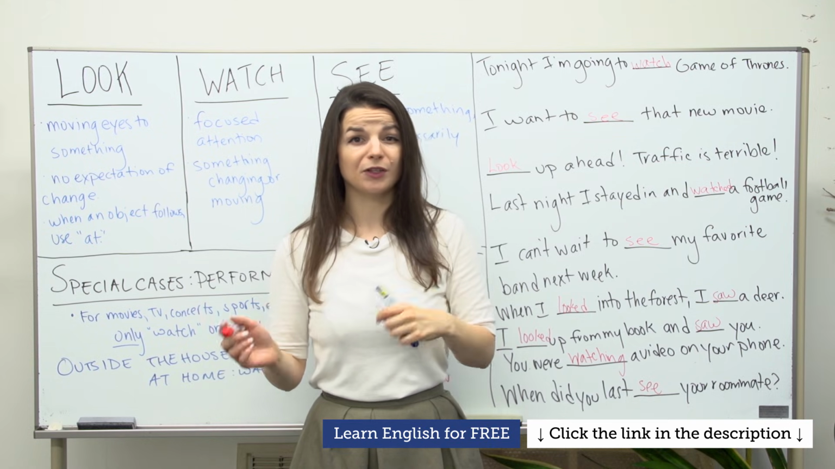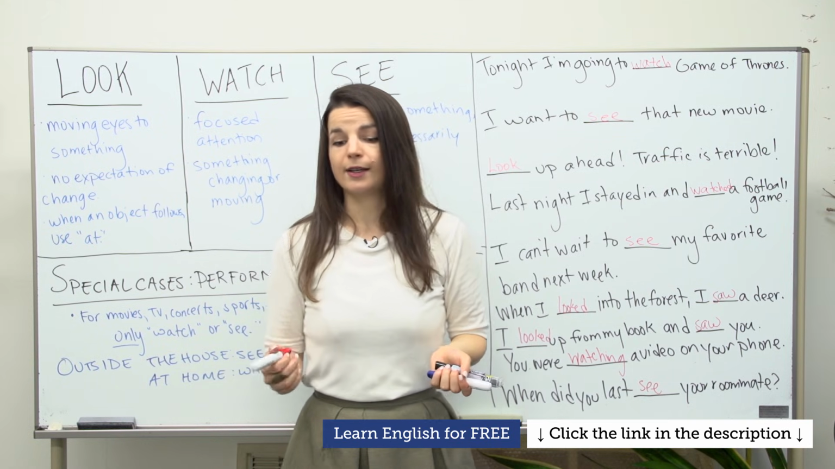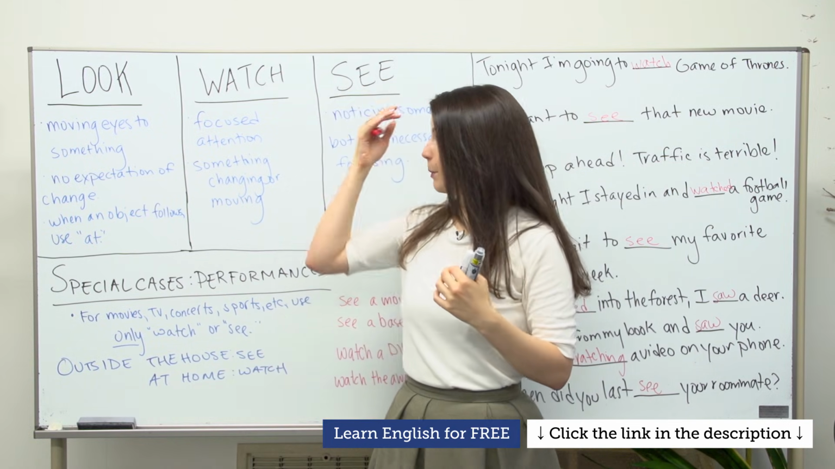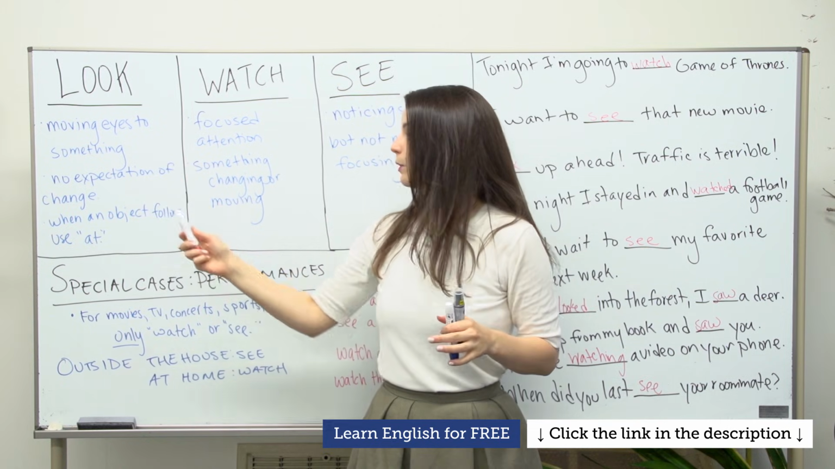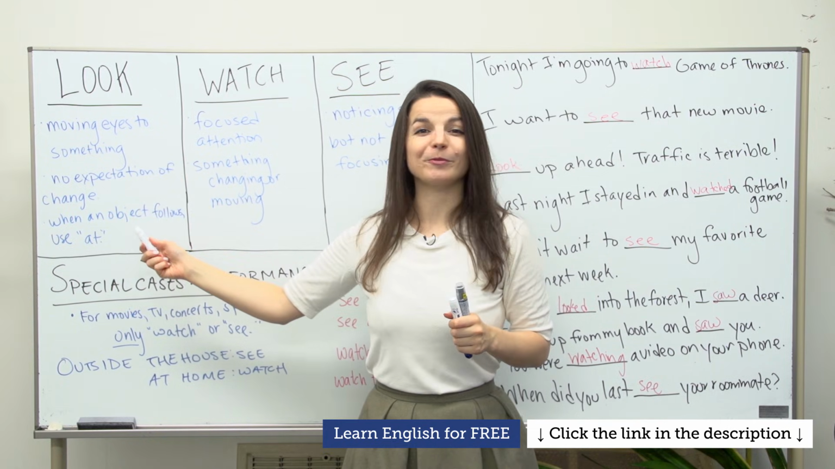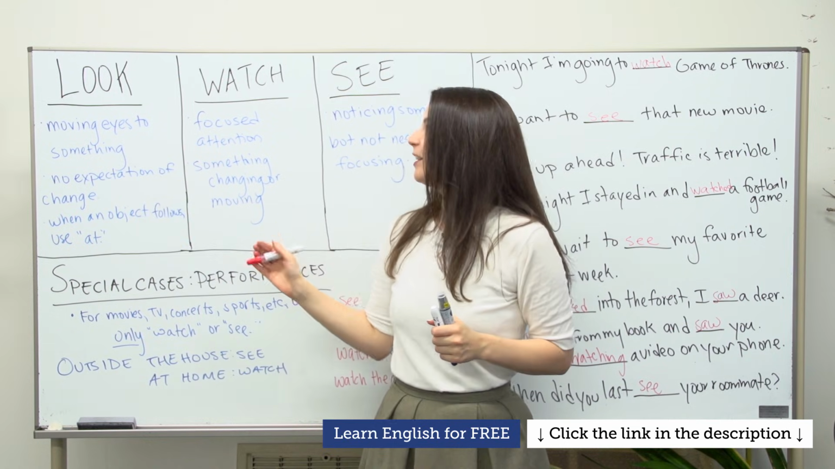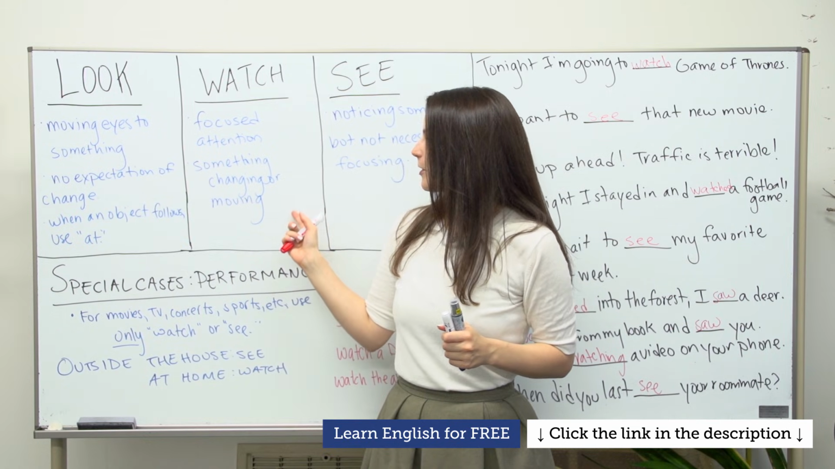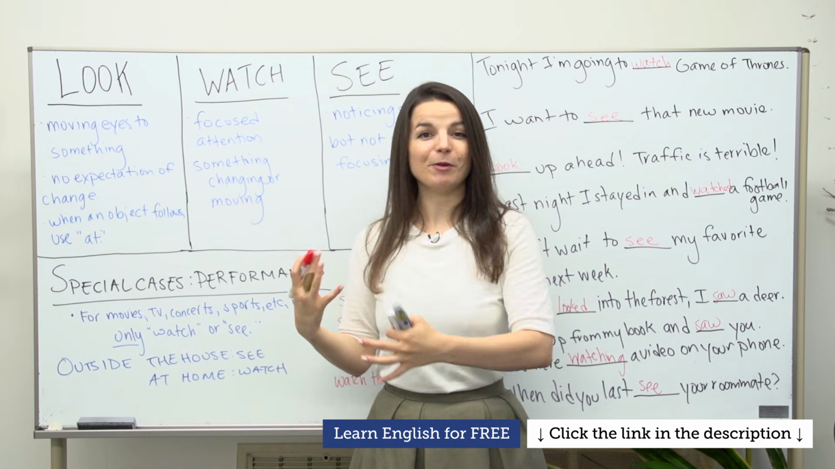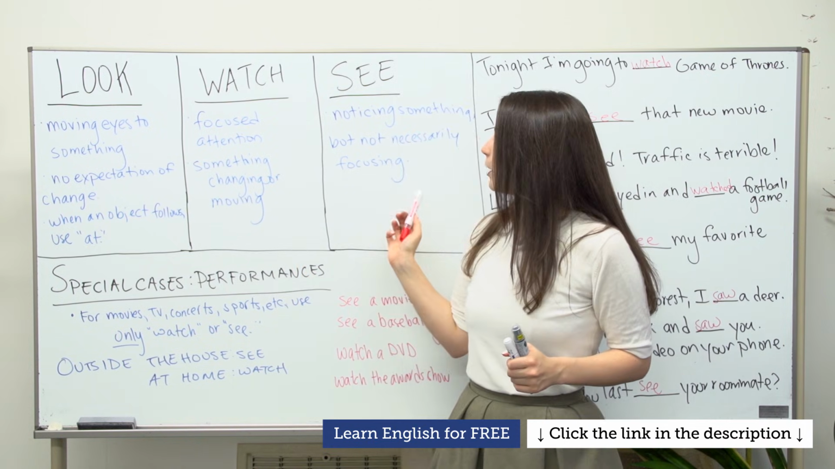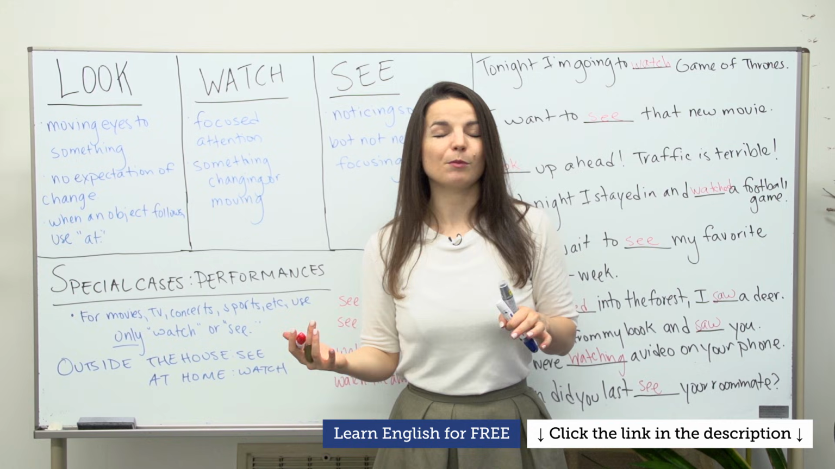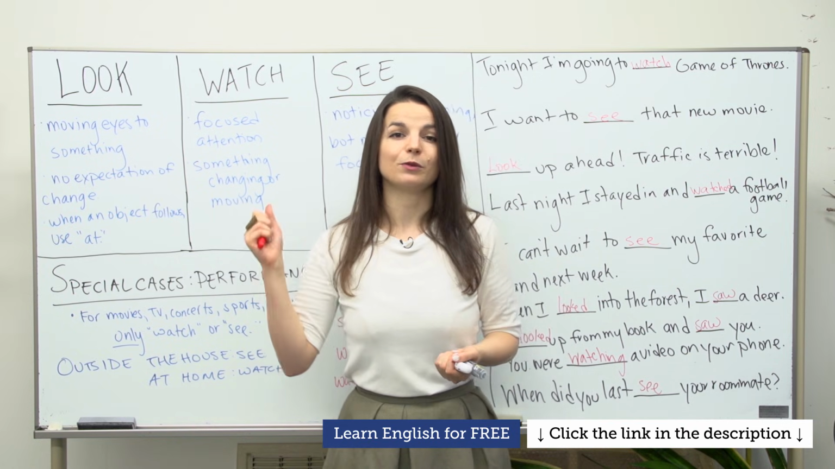So these are some great examples of sentences where it might be difficult to guess. Should I use look? Should I use see? Should I use watch? But keep these rules in mind. So remember, when you move your eyes to something, use look. Don't forget to use at when an object follows the verb too. When you want to focus your attention or talk about something that's changing and moving, use watch, like movies and TV shows. When you want to just talk about noticing something but not focusing your attention, use see.